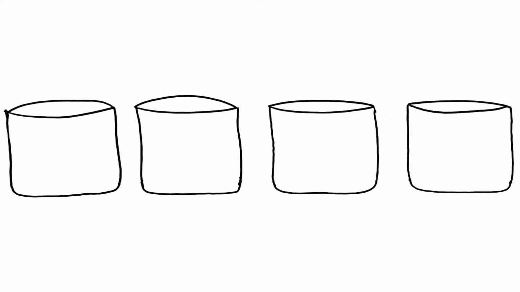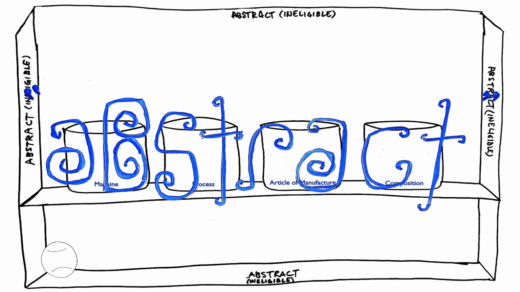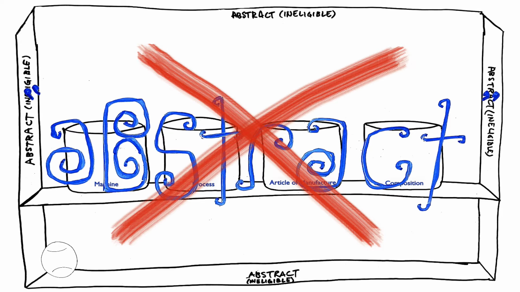What eligible means is that, well, let's pretend you have a ball. This is your invention, and you have to get it into one of four basket types in order to make sure that you're okay to apply for a patent. These four baskets are machine, process, article of manufacture, and composition of matter. If you can't get into one of these baskets and your invention ball hits the floor, then it's considered abstract, and your invention is not really eligible to get a patent.